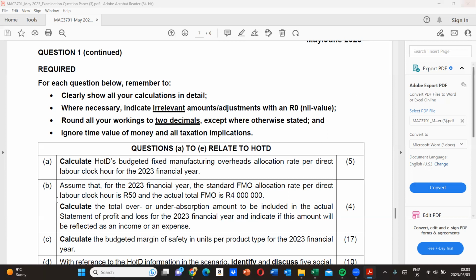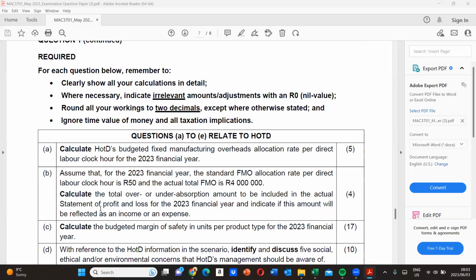But anyway, let's get into the due diligence in respect to this paper now, so that we can see what is happening. The required part A says: calculate Hot D's budgeted fixed manufacturing overheads allocation rate per direct clock hour for the 2023 financial year. When you see this question, what comes into your mind? You should be thinking about absorption costing. Now, what is the budgeted fixed manufacturing overhead allocation rate? That is what you should be thinking of.